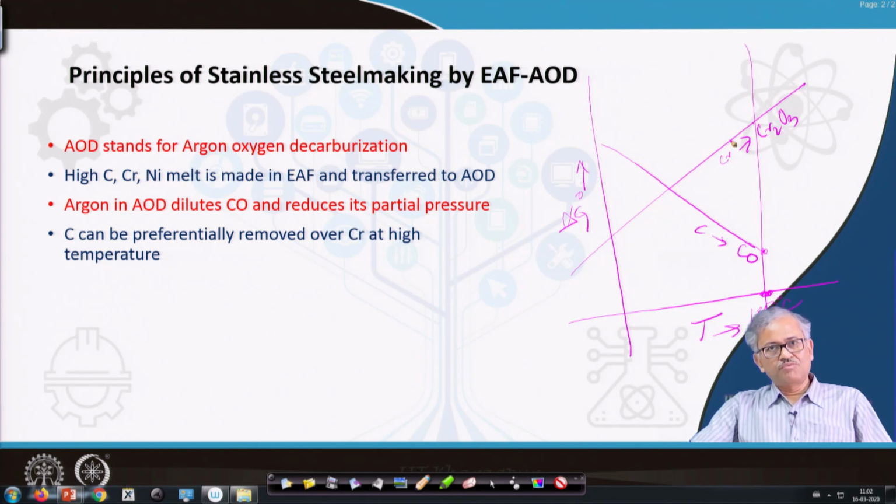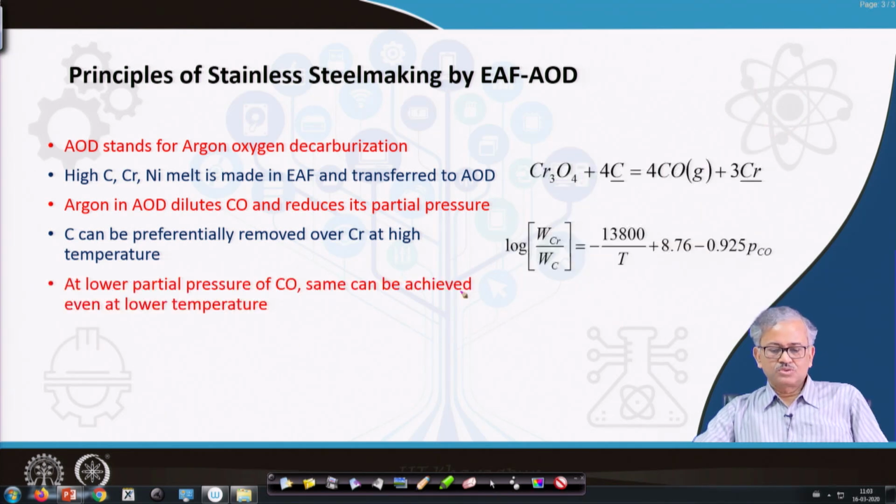So instead of making the stainless steel in the electric arc furnace, after you make the melt, you transfer it to an AOD vessel, and under low pressure, you can carry out this preferential oxidation of carbon over chromium even at very low temperature, because then temperature is not a requirement when you are dealing with the pressure. So you can see the final reaction. You can write it like this: chromium oxide plus carbon reacting to give CO plus Cr. Okay, you can write like this.